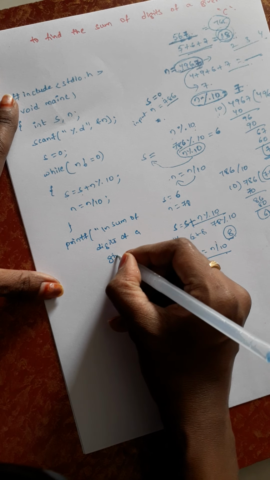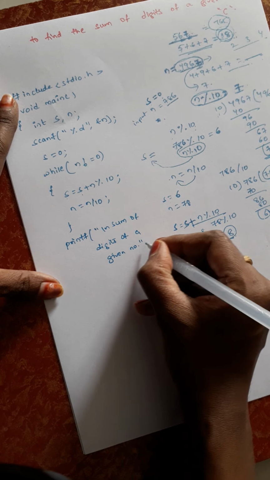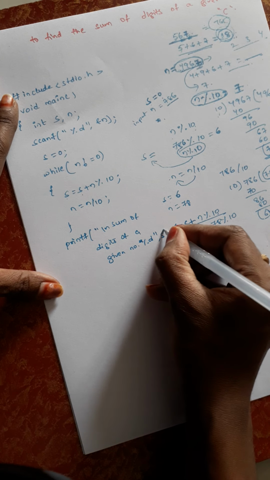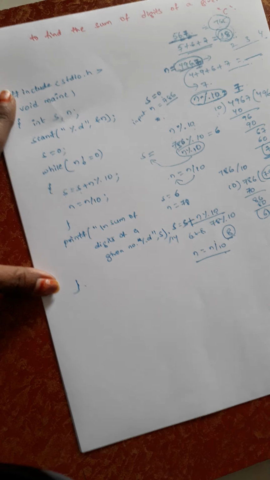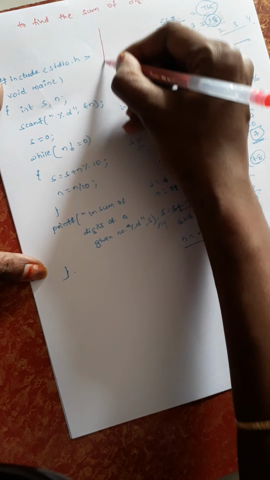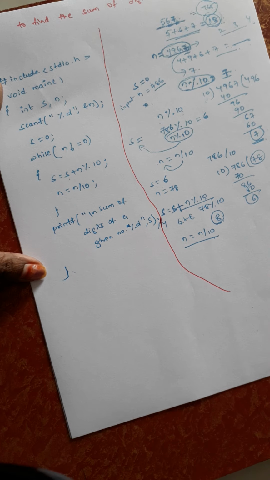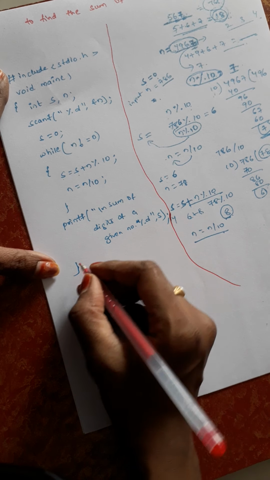So where is the sum of digits of a given number stored? In s, printed with %d, that is s. Okay, now let us see the output execution, how it takes place.